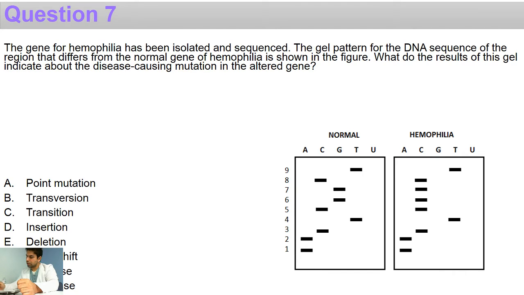What's the difference? Everything is the same except. So this is the same, right? And here is the same. All this is the same. The only thing that's changed is 6 and 7, right? Yeah, 6 and 7 is changed. Everything else is the same. 6 and 7 used to be, in the normal, G, and then in hemophilia became C. C and G are 2 different groups, right? G is purine and C is pyrimidine.